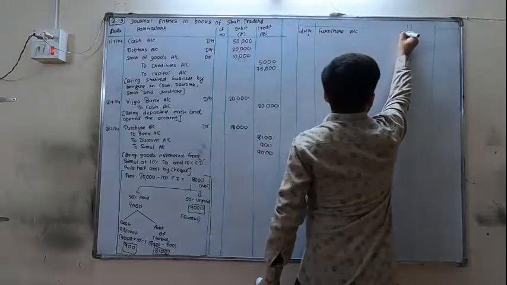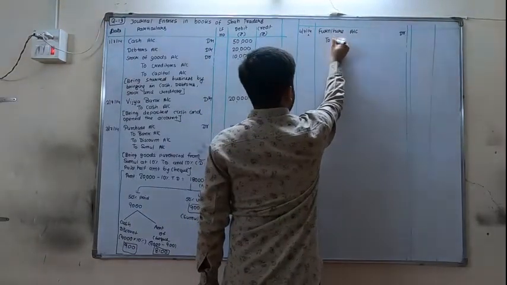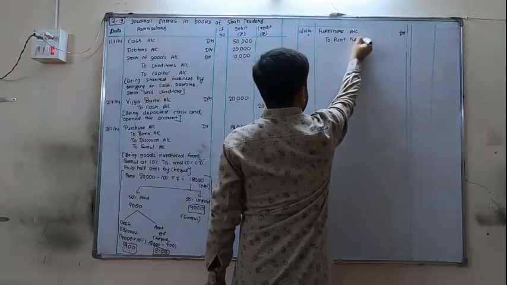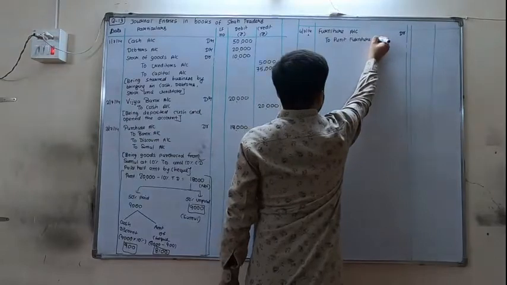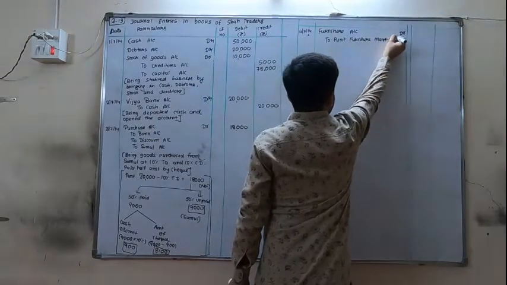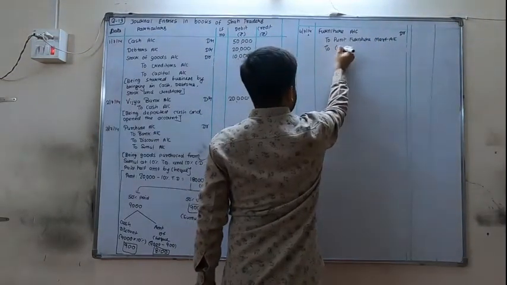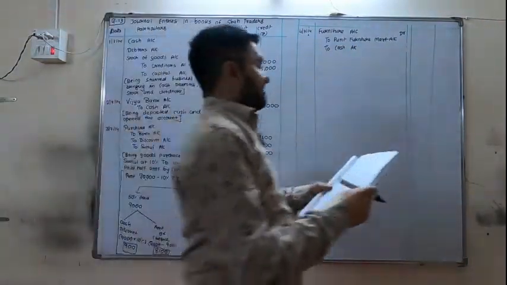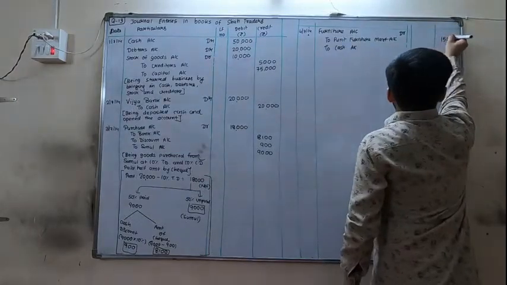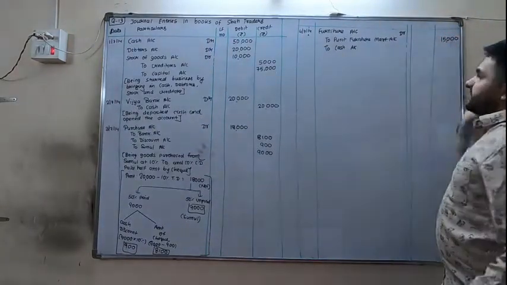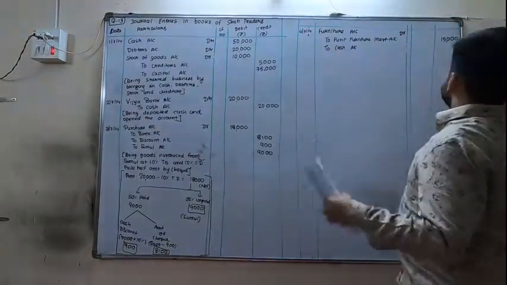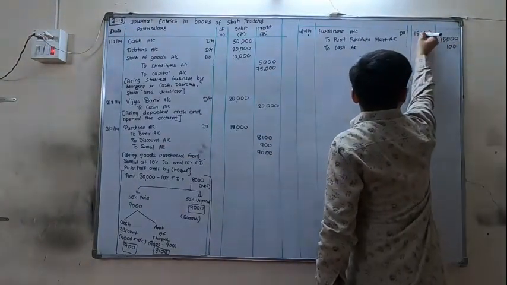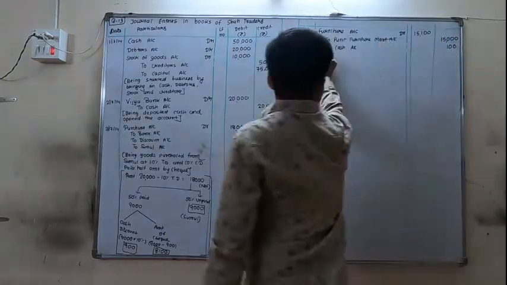Furniture account debit to Puneet Furniture Mart account, to cash. Now Puneet Furniture Mart is giving us a furniture of 15,000. So credit side of Puneet Furniture Mart 15,000. We are paying carriage in cash of 100. So the total amount of furniture will be 15,100. Add these two amounts. Now the narration.